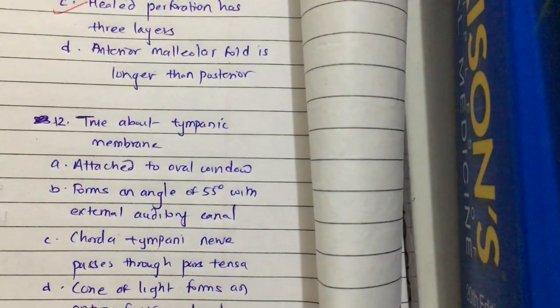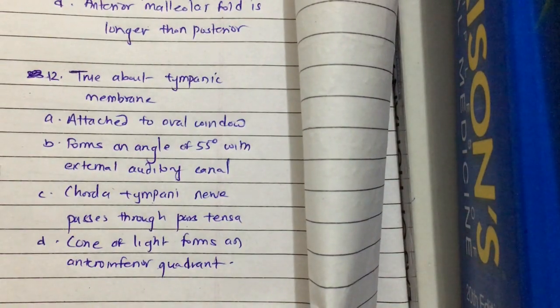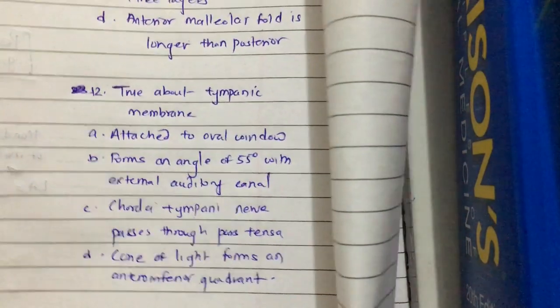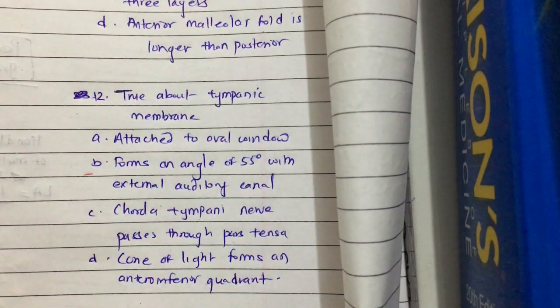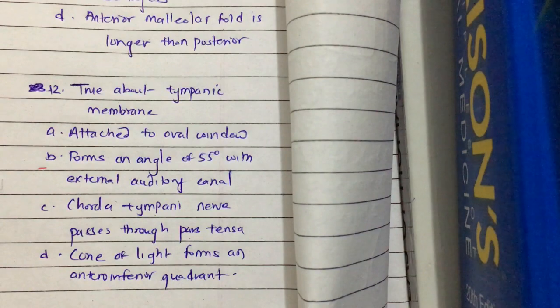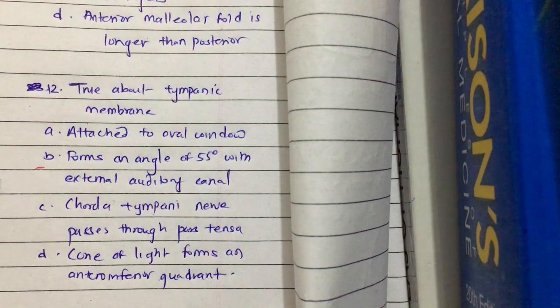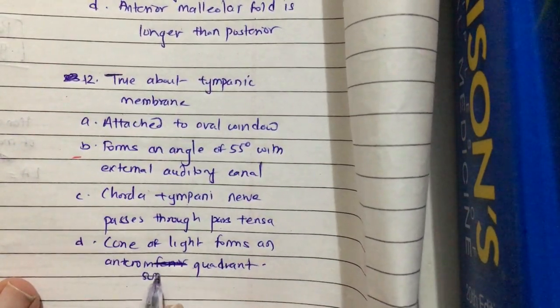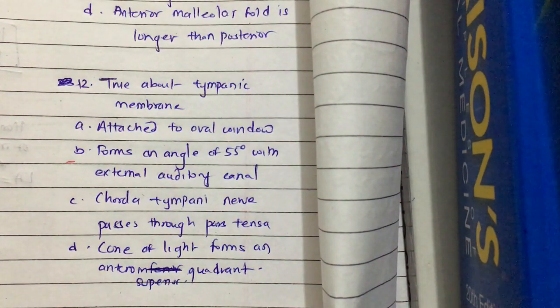Regarding the tympanic membrane, it is attached to the oval window. No, it is not attached to the oval window. It forms an angle of 55 degrees with the external auditory canal. Yes, it forms an angle of 55 degrees with the external auditory canal. This is a true statement. Chorda tympani now passes to the pars tensa. No, it does not pass to the pars tensa. And the cone of light forms in the antero-inferior quadrant, not the superior quadrant. Cone of light forms in the antero-inferior quadrant.